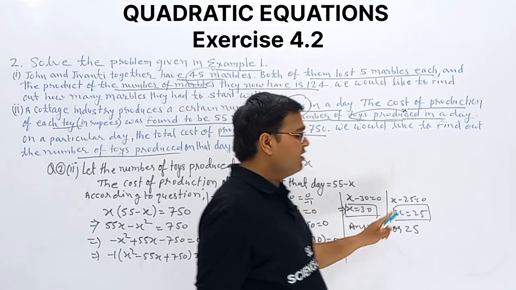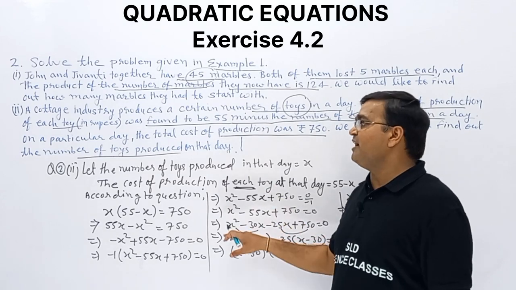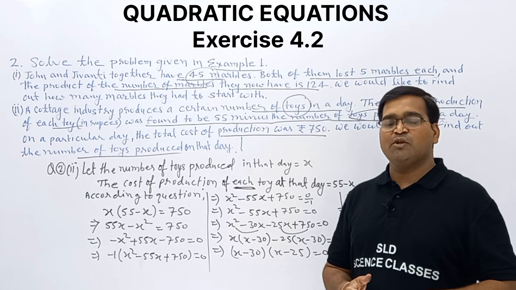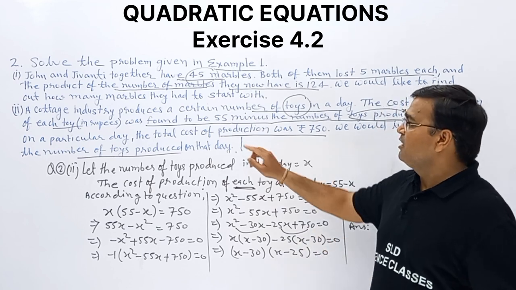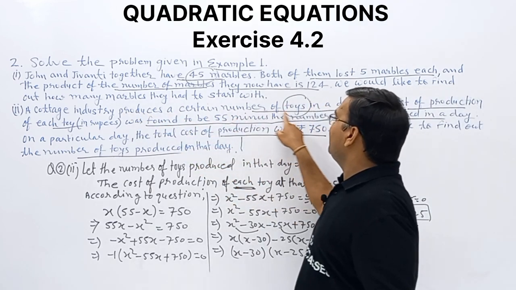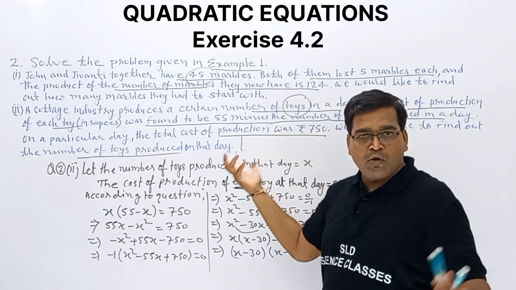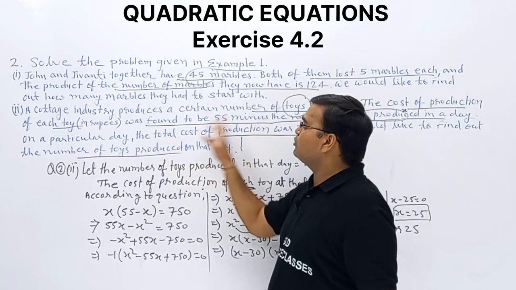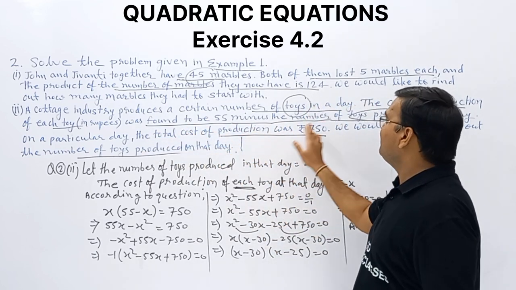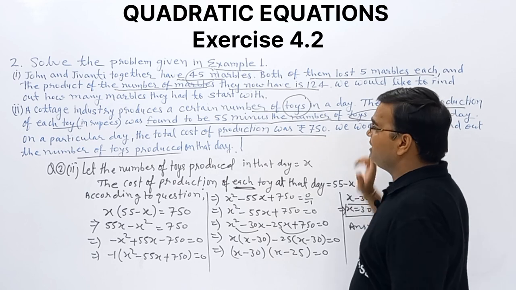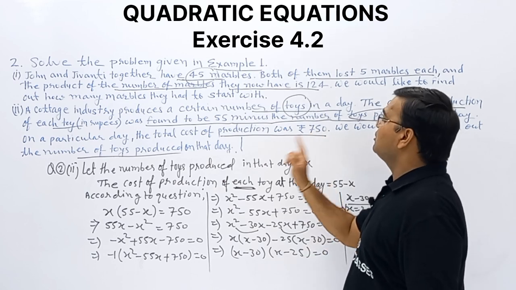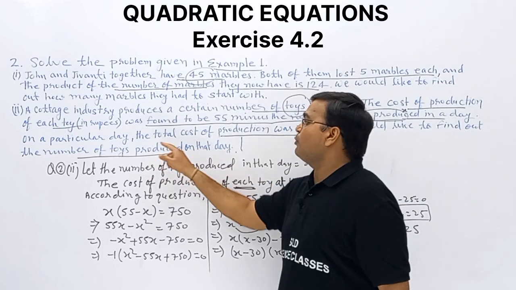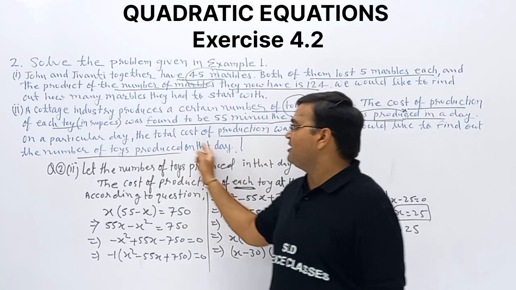Clear? So we assumed this one and we found the number of toys produced in a particular day. Again I am revising. A cottage industry produced a certain number of toys. We don't know. This is the sentence. The cost of production of each toy we found to be 55 minus the number of toys produced in a day. We would like to find out the number of toys produced on that day. So we are assuming this one.